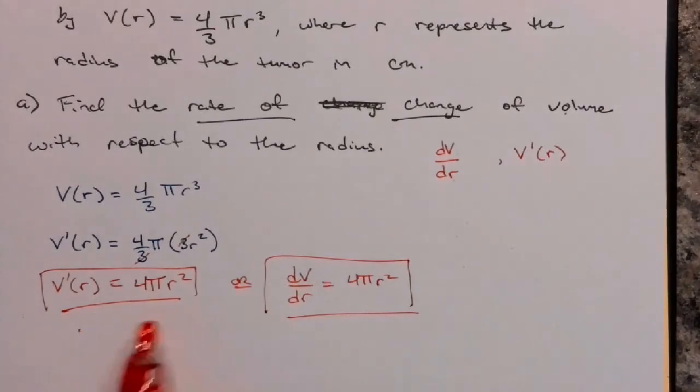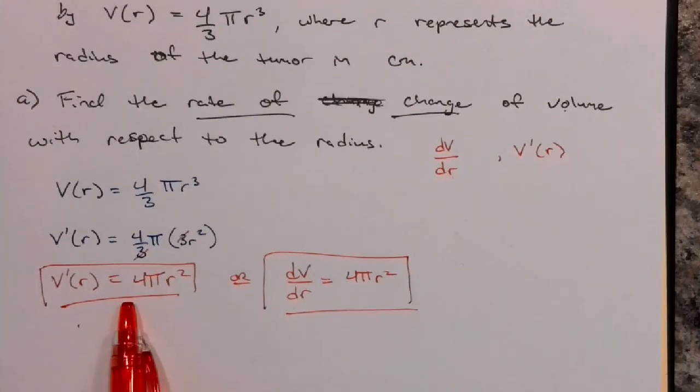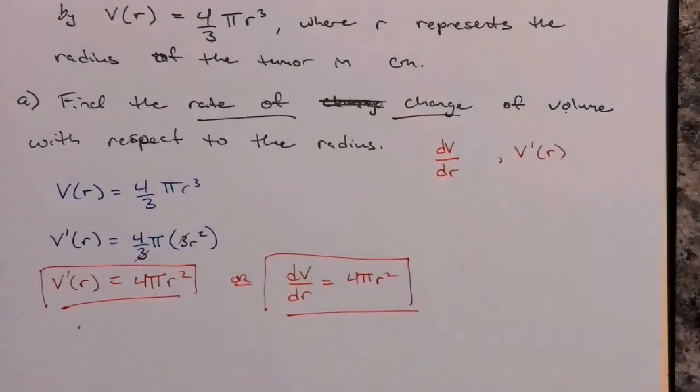So this gives us the rate of change at a specific radius, right? At any instant radius, I could calculate the rate of change of the volume of the tumor with respect to the radius.